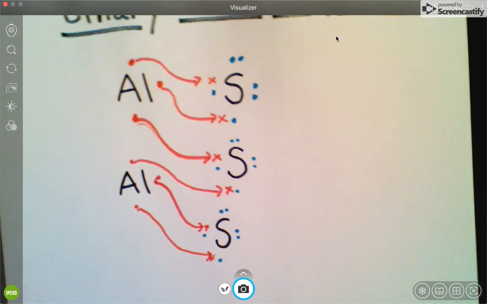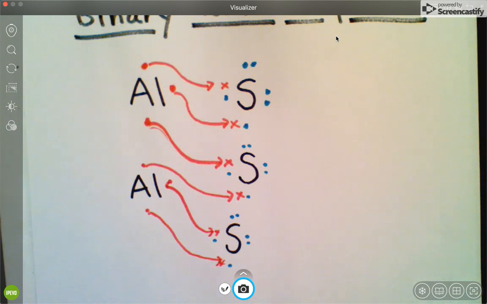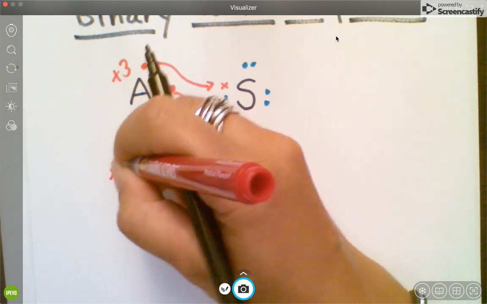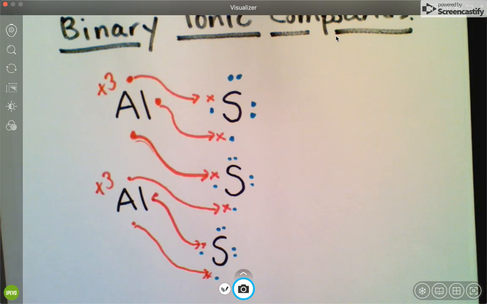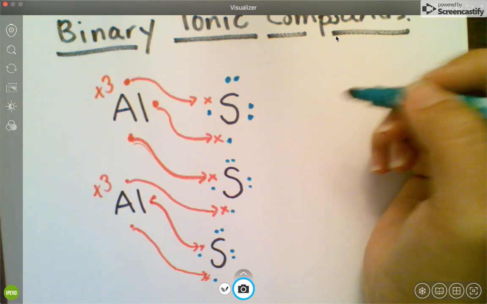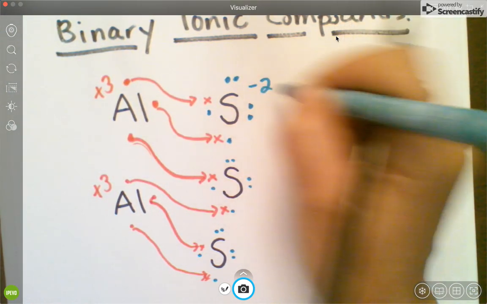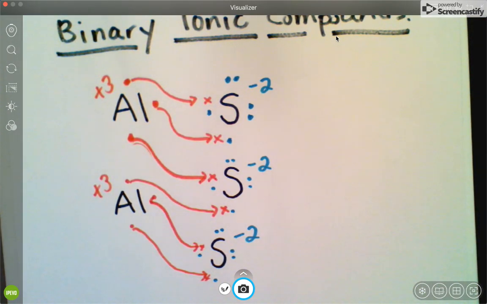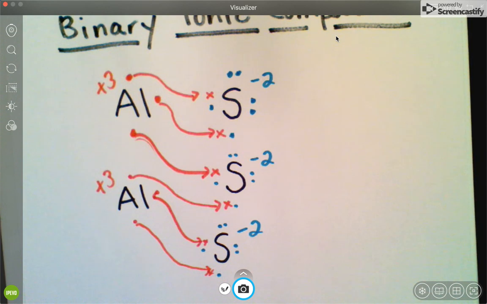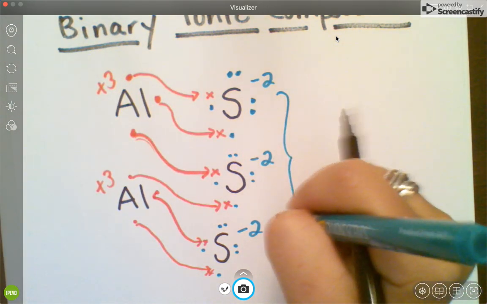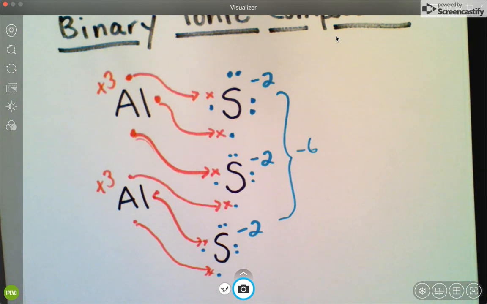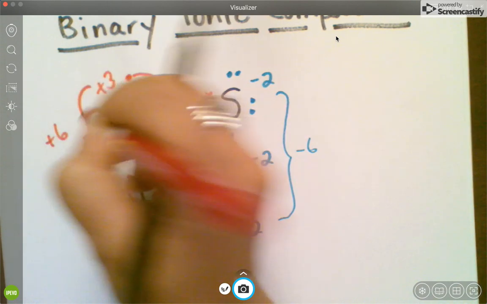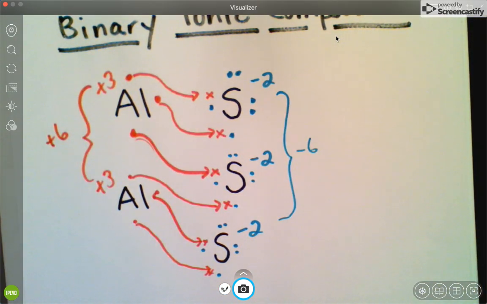Now, when aluminum gave up its 3 electrons, it acquires a +3 charge, becoming a cation, and so does this aluminum. Each sulfur picked up 2 electrons, electrons being negative. So this sulfur has a -2 charge, becoming an anion, -2 and -2. Now, if we've done everything properly, we should notice that the net negative charge, which is -6, and the net positive charge should equal so that we have a compound that will be neutral. So we are on the right track.